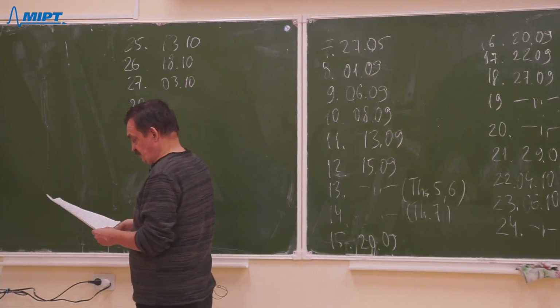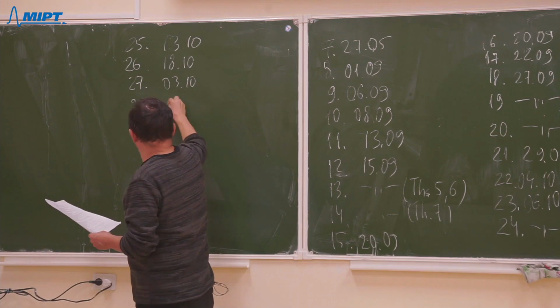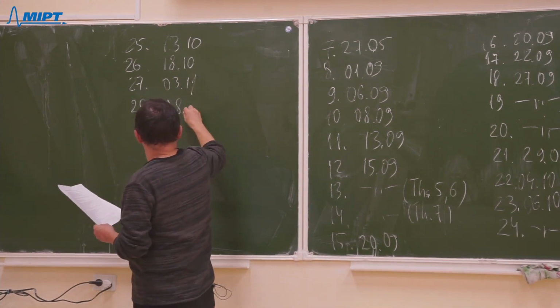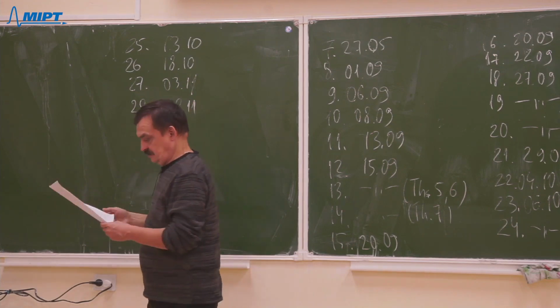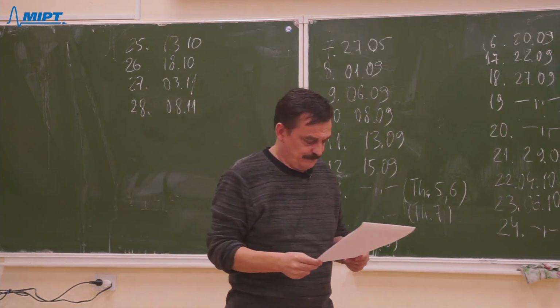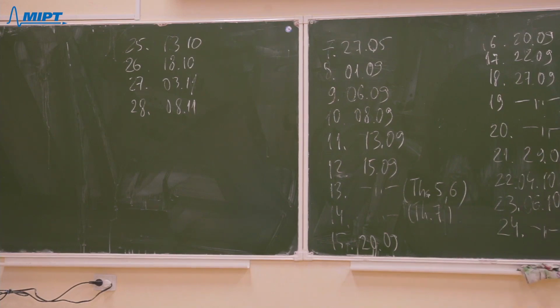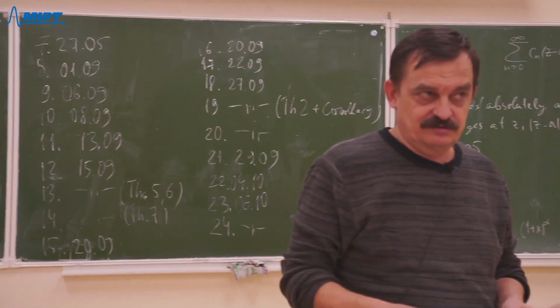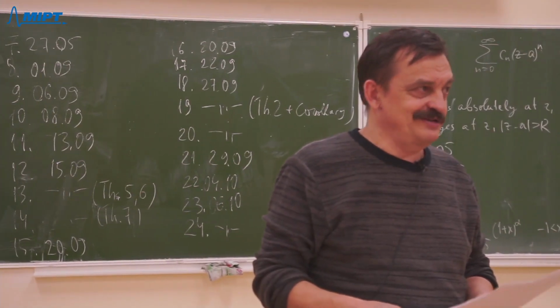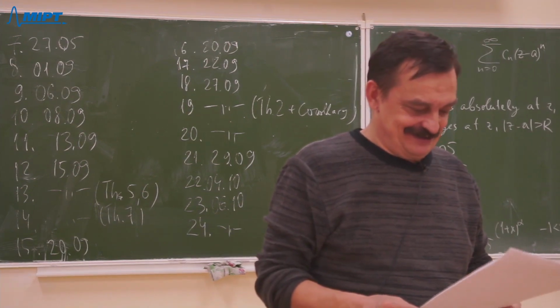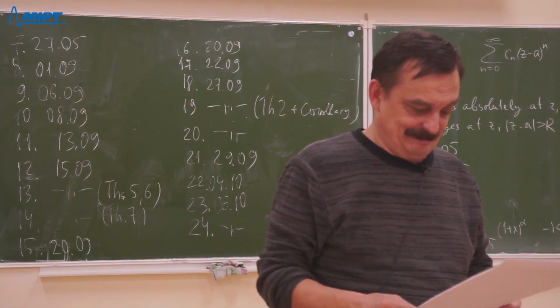Volume, Jordan measure of a body of revolution of a subgraph. It was the 8th of November. So these are only two questions which have some relation to Jordan measure. The probability that you will get it is not very high.